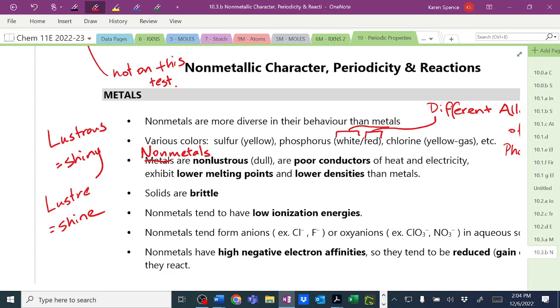Okay. So nonmetals are non-lustrous. They are poor conductors of heat and electricity, with the exception of graphite in the one direction. They have lower melting points and lower densities than metals. Their solids are brittle. What does it mean to be brittle? They're breakable.